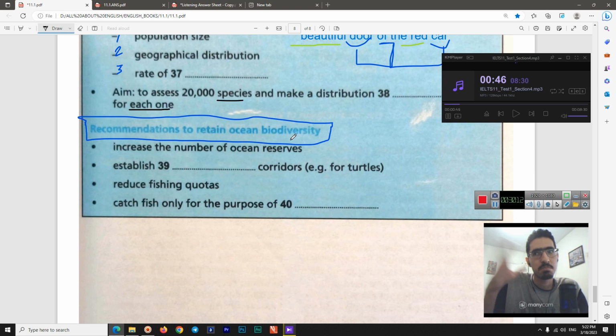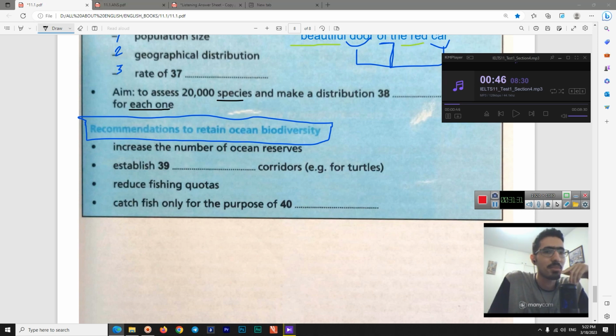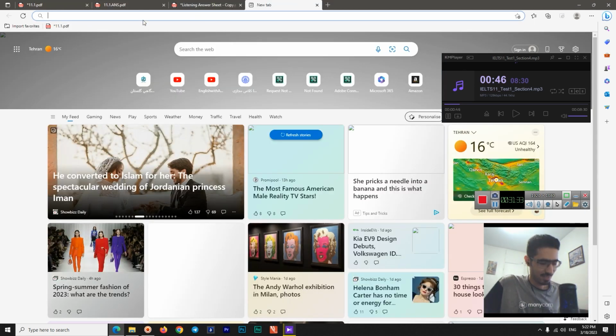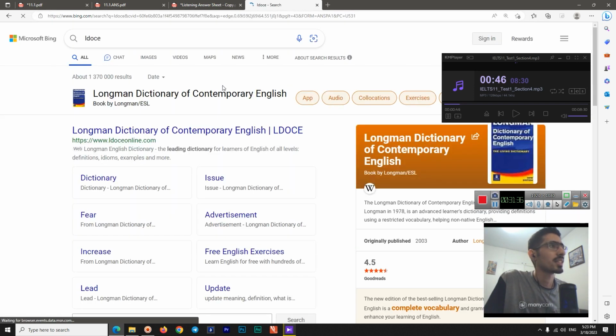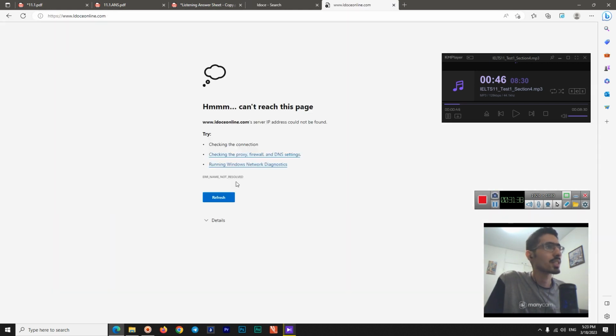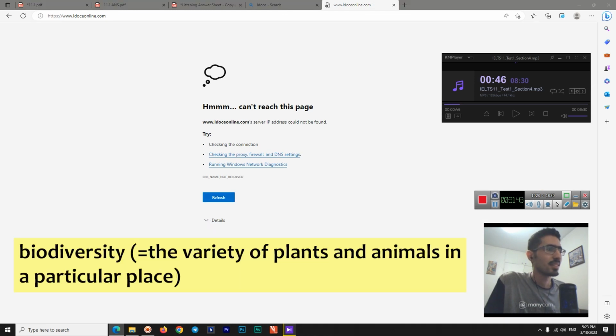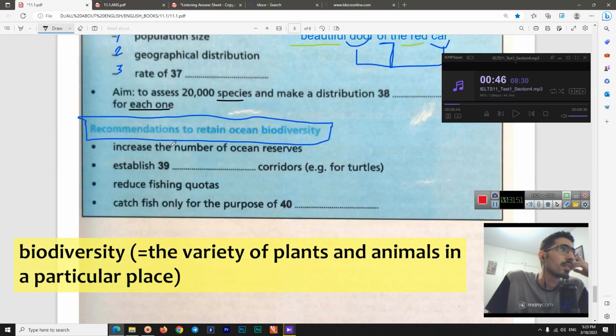Biodiversity, I guess, is like, let me see if my internet is back so I can use this Longman dictionary. This is a really good dictionary. Oops. What happened? Let me open Firefox. Biodiversity, it has something to do with diversity, like different animals. It should increase the number of ocean reserves. I don't know, I don't care about the meaning of that a lot.